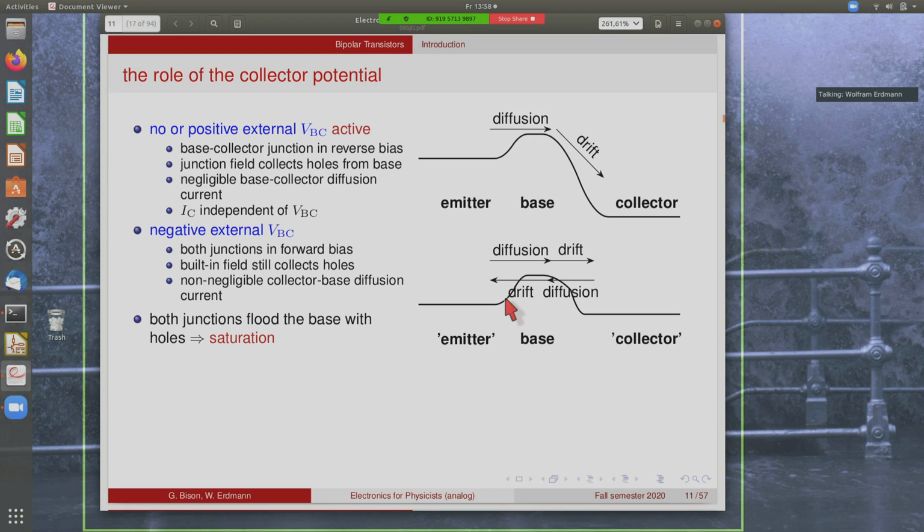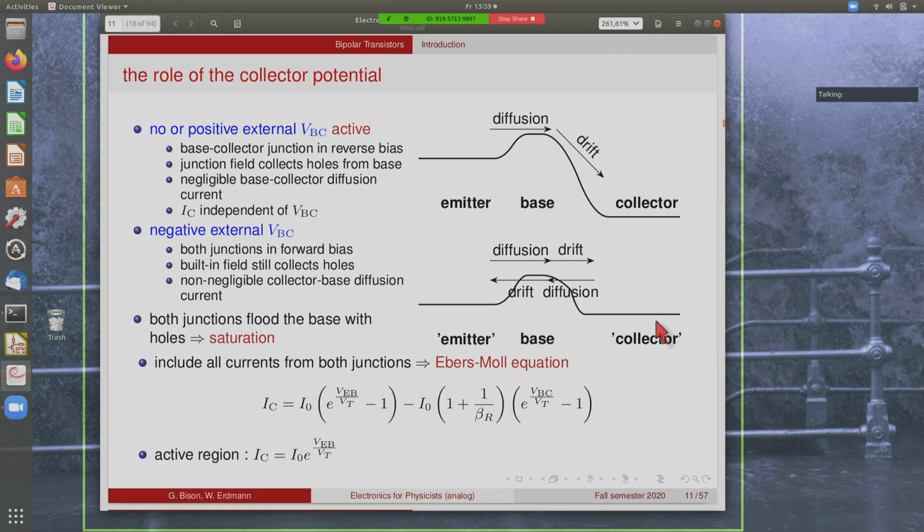And this is called the saturation, because the base is saturated with holes. So we have two regions of operation here: the active region, where the collector voltage is below the base potential, and we start getting into the saturation mode, where the collector voltage is coming close to the base voltage.